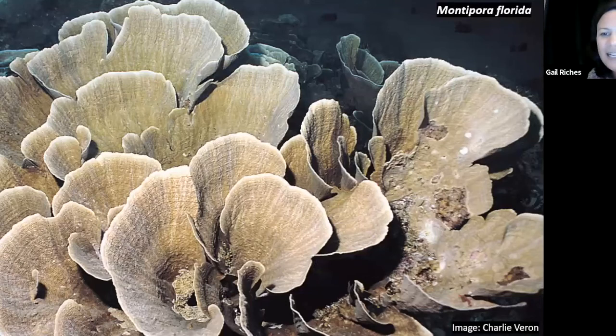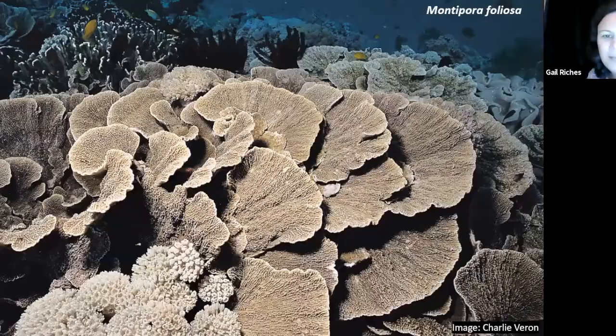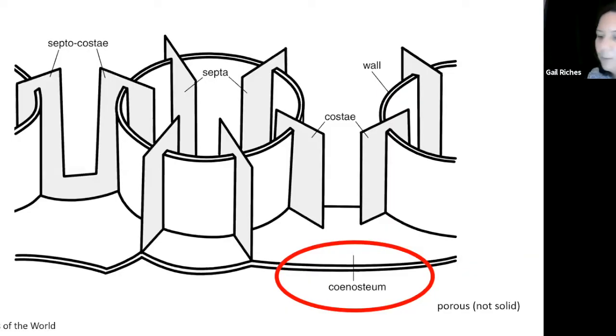So here, there's great diversity in Montipora, some fantastic shapes. Like I said before, you've really got to look at the skeletal structure to be able to identify if it's Montipora or not. And you can do that when you're snorkeling and diving. If you just have a look at this, it's called the coenosteum. So this is the porous skeleton in between the corallites. So the circular bits are the walls of the corallite. Septa are inside, the costae are outside, and then the coenosteum is in between.